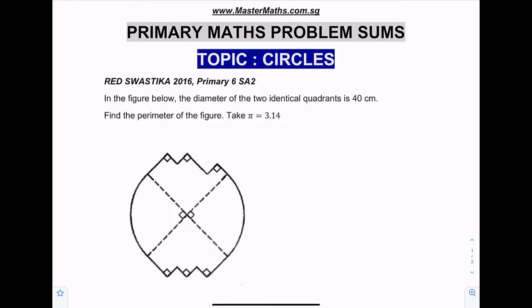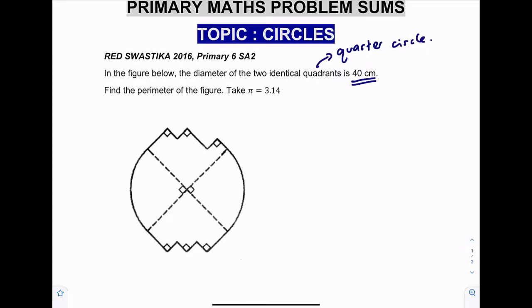In the figure below, the diameter of the two identical quadrants is 40 centimeter. Now, a quadrant is nothing but a quarter circle, okay? Alright, and the diameter means this is an end-to-end length that passes through the center for the circle. Find the perimeter of the figure, take pi to be 3.14.